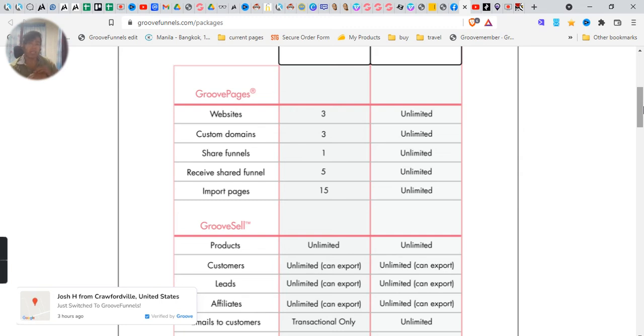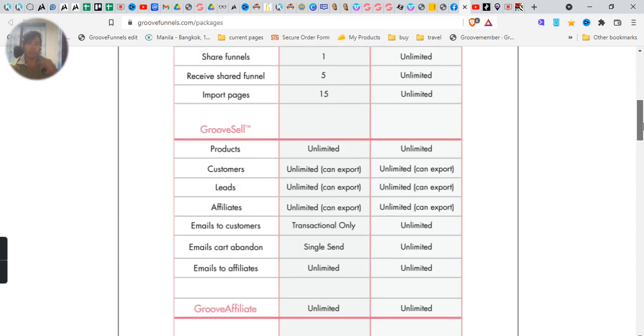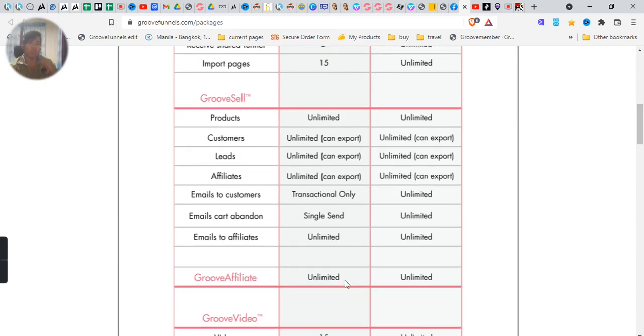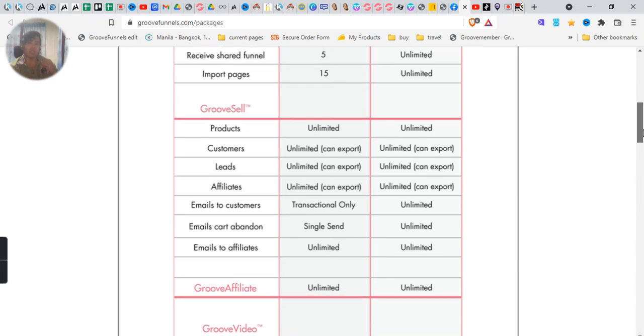Another way of making money is affiliate marketing. Affiliate marketing really is all about promoting other people's products where you get a cut, a percentage, 20%, 40%. It kind of depends. Groovefunnels, or Groove.cm, has a fantastic platform that you can actually go out and promote. If you take a good look at it, you've got Groove Affiliate that you can use.